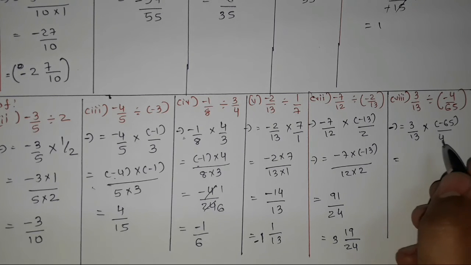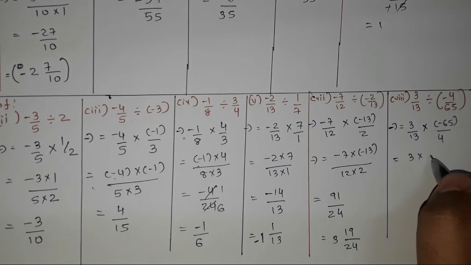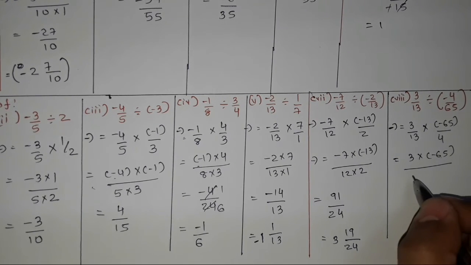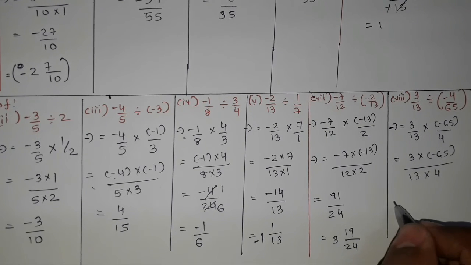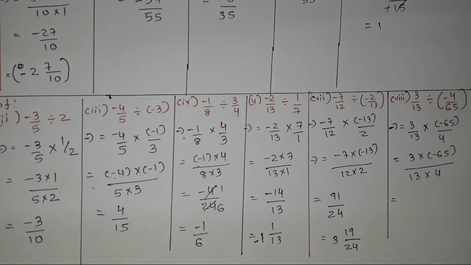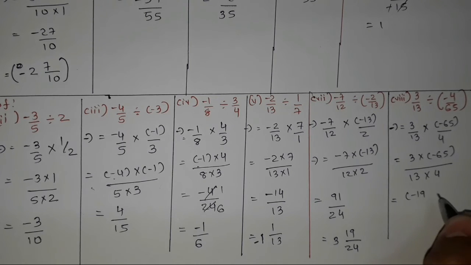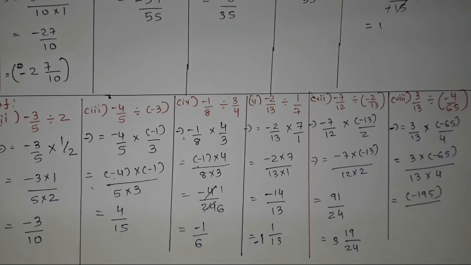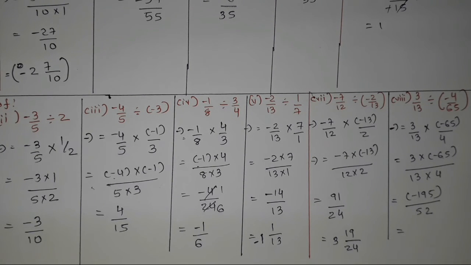So we will multiply numerator with numerator, so 3 multiply by minus 65 upon 13 multiply by 4. So 3 into minus 65, what will be the answer? It will be 195, but negative. So 195 divided by 13 fours are 52. So minus 195 upon 52.